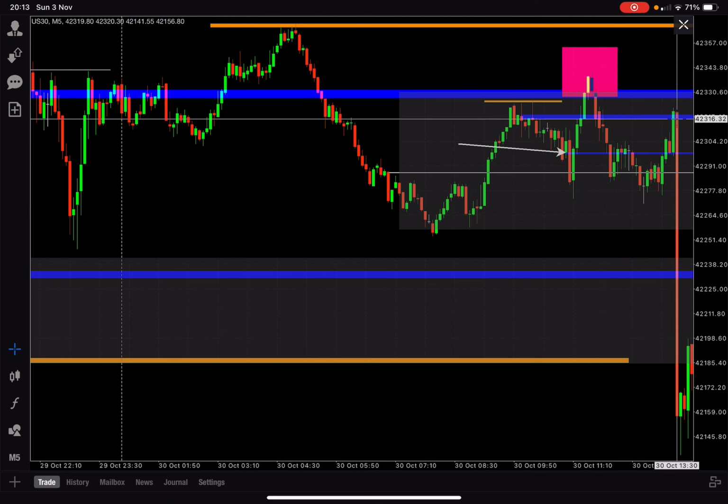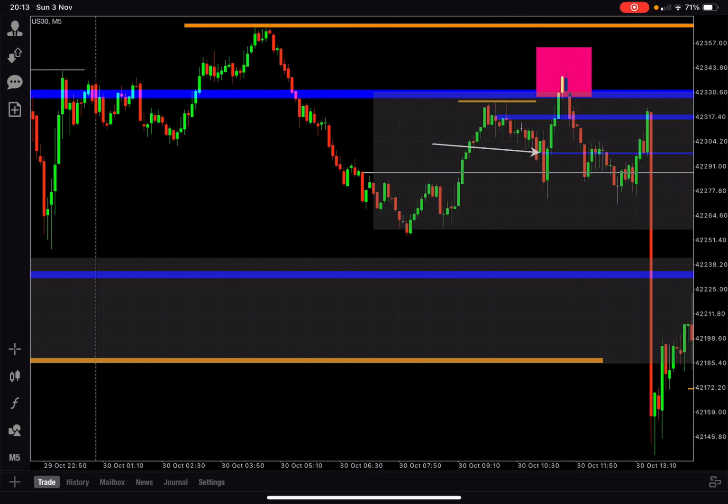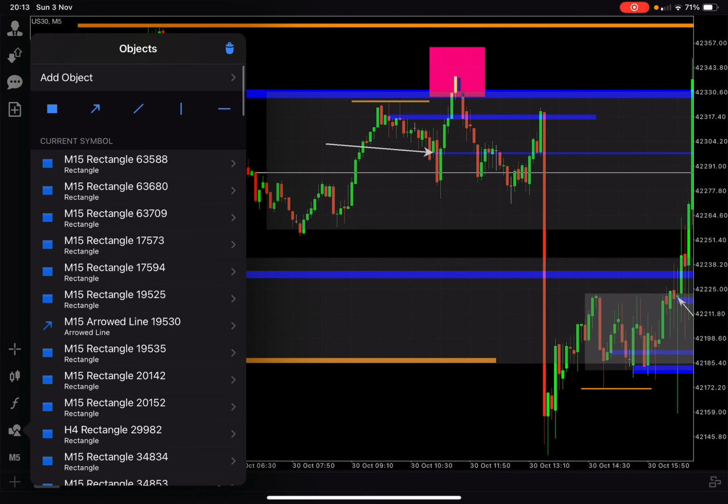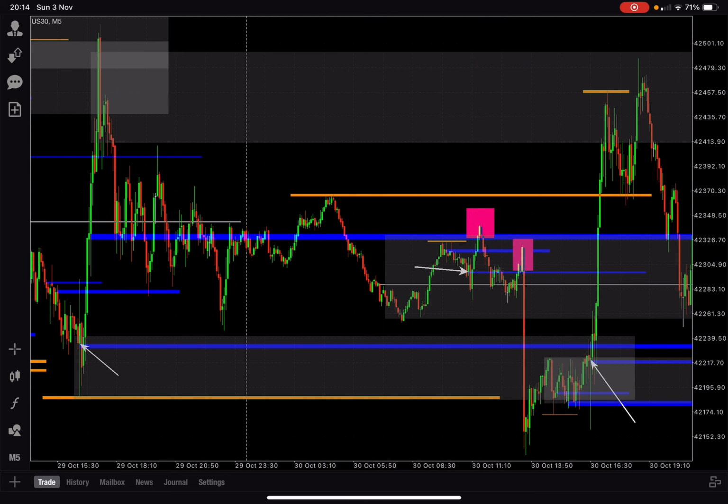So hopefully you didn't get knocked out here. Your entry should have been around here, so that would have been good too. I know some people also took the sell from over here too, and if not, they entered as the downwards move took place for a nice little scalp. So that's the London session.